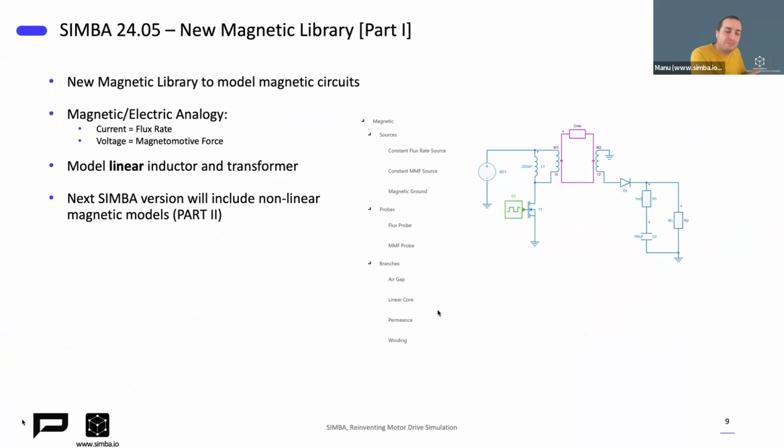In previous versions of Simba, we had ideal and non-ideal transformers, we had ideal and saturable inductors, but now we add the capability to use the electromagnetic analogy to build magnetic circuits inside the tool. That was very highly requested by some of our users.